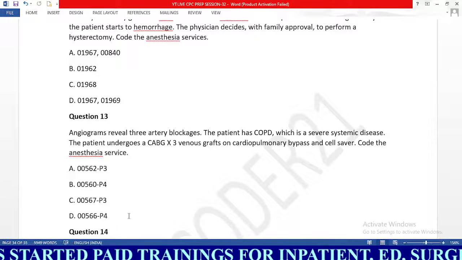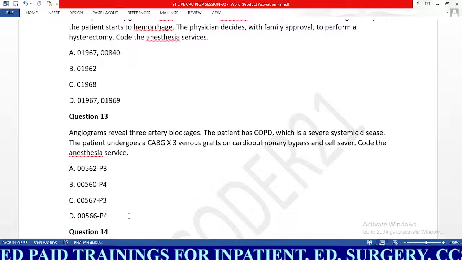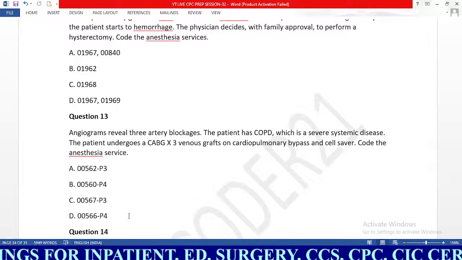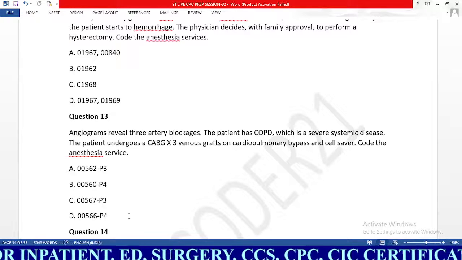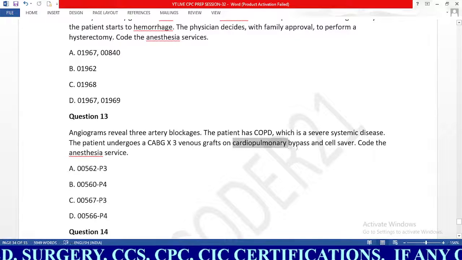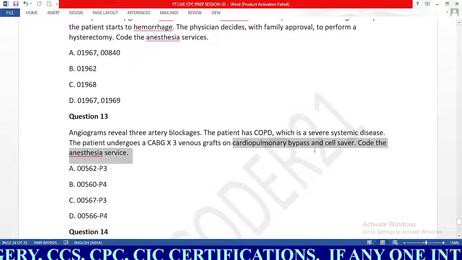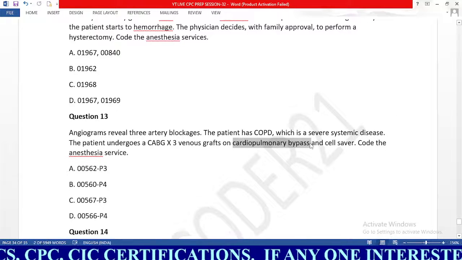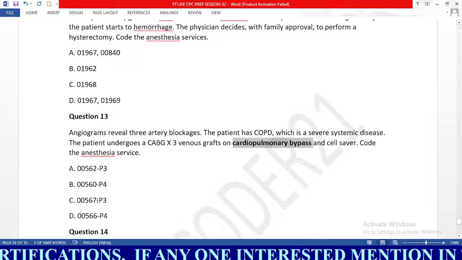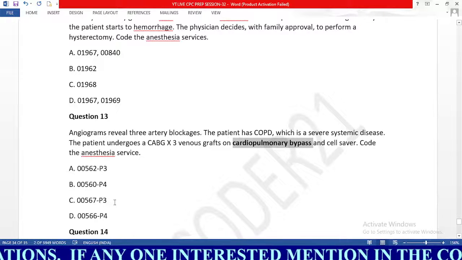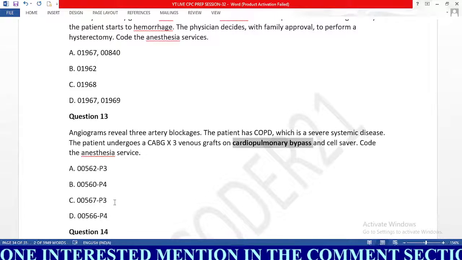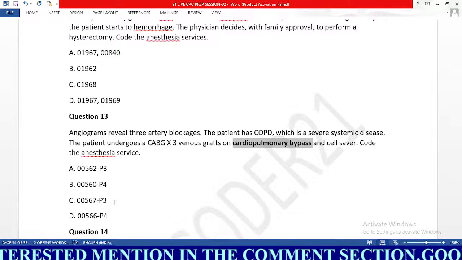So we'll discuss the 13th question now. Time over. Angiogram revealed three artery blockages. The patient has COPD, which is a severe systemic disease. The patient undergoes CABG times 3 venous grafts with cardiopulmonary bypass and cell saver. As we have discussed previously, if the physician uses cardiopulmonary bypass, which is a heart-lung machine, you need to code a combination code here. 00567 includes the anesthesia along with cardiopulmonary bypass or pump oxygenator. Because of that reason, our answer is C here. C is the correct answer.